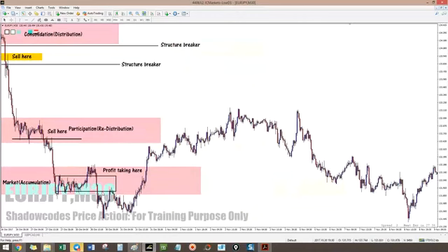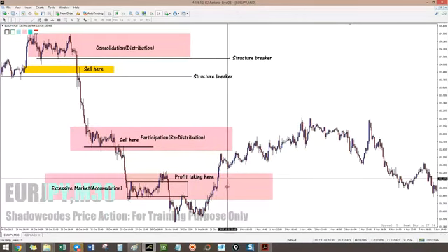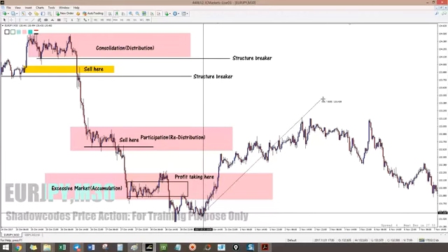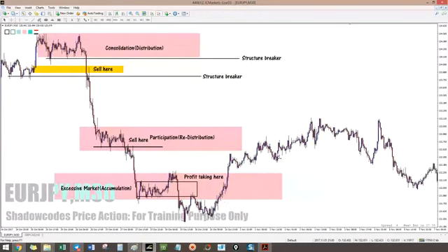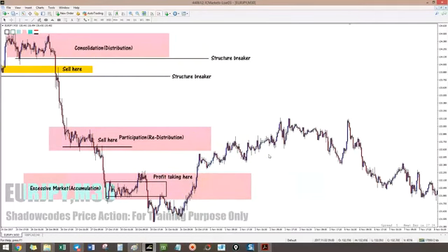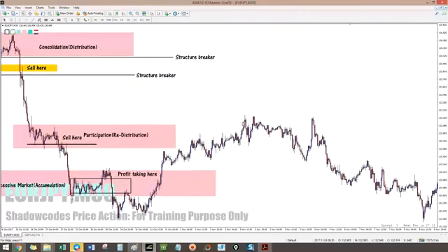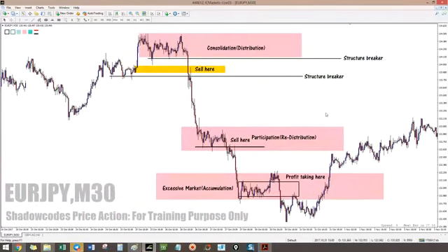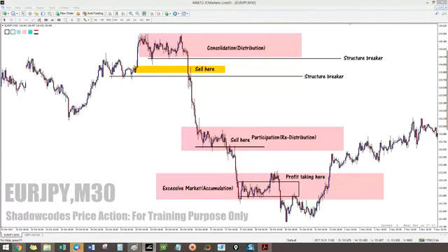Okay, so this one is another structure. It does not need to go all the way up here or wherever it wants to go. Let price do its thing. We just need to find the proper structure in this price. Okay, so let's save this picture first. Save as picture. Okay.